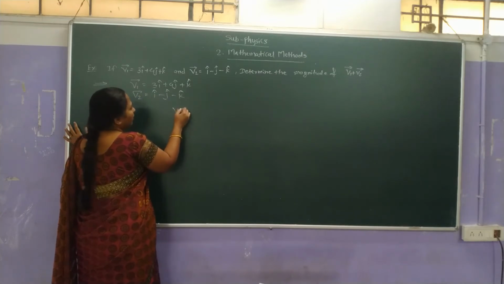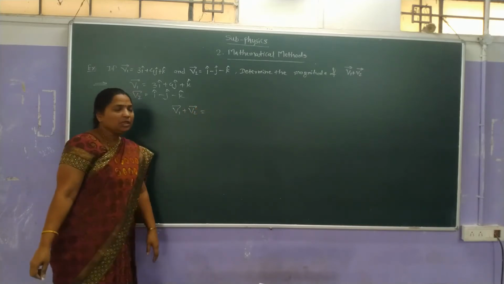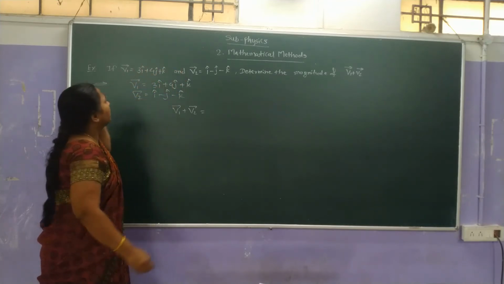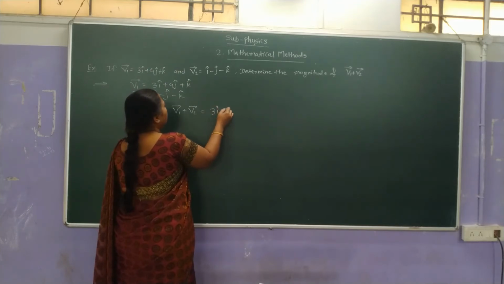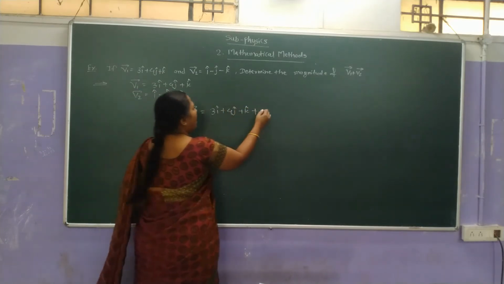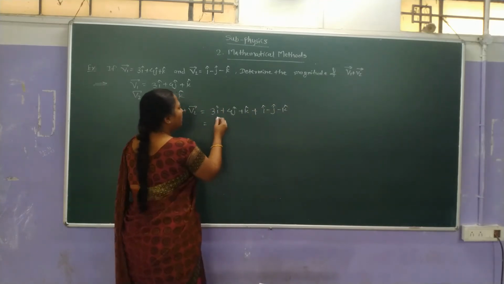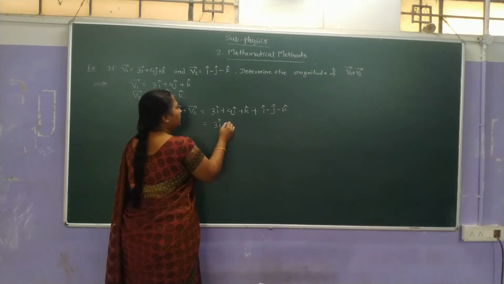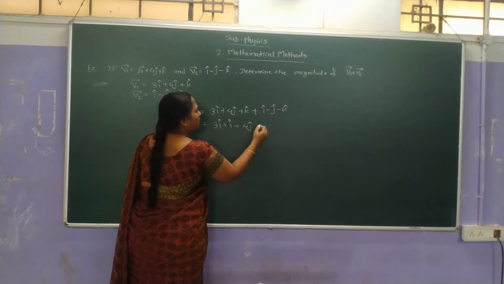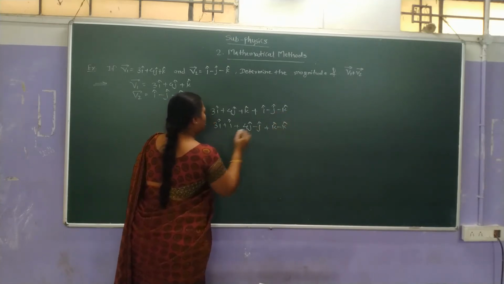Therefore, v1 vector plus v2 vector is equal to the summation of the i component, summation of the j component and summation of the k component, means 3i vector plus 4j vector plus k vector plus i vector minus j vector minus k vector. The i component is 3i vector plus i vector, plus 4j vector minus j vector, plus k vector minus k vector.